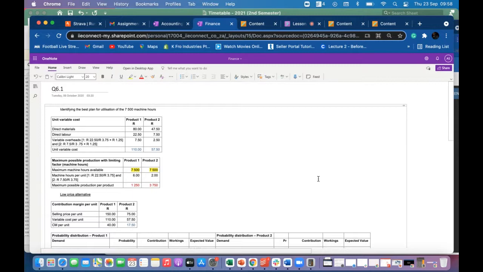Okay, the selling price, that's fine. So we've got the low price alternative and the high price alternative. All right, demand estimates are independent for the 2 products. Okay, the factory has a maximum of 75,000 machine hours available. Historically, the company has worked 90% of capacity in making a standardized product Z, which is highly profitable.